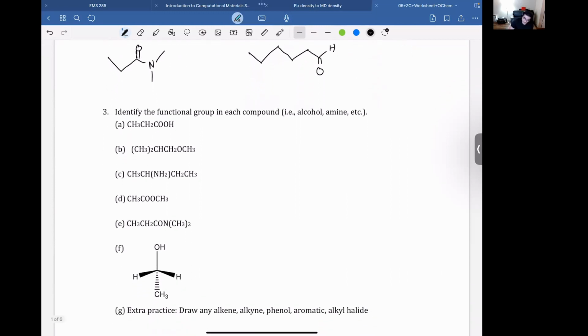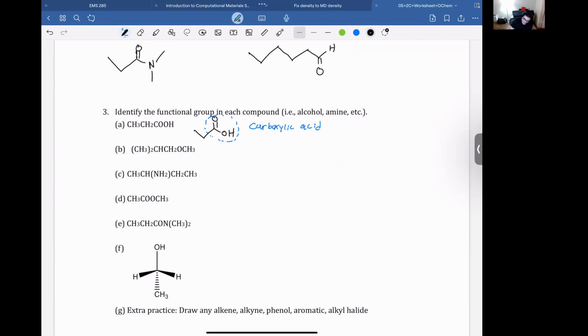Number 3, it says identify the functional group in each compound. An alcohol, an amine, etc. So all of these have an alkane functional group, which we're not going to write in. But for A, if you draw it out, you end up getting something like this. Or exactly this, I should say. This group at the end, this is a carboxylic acid functional group. That is it.